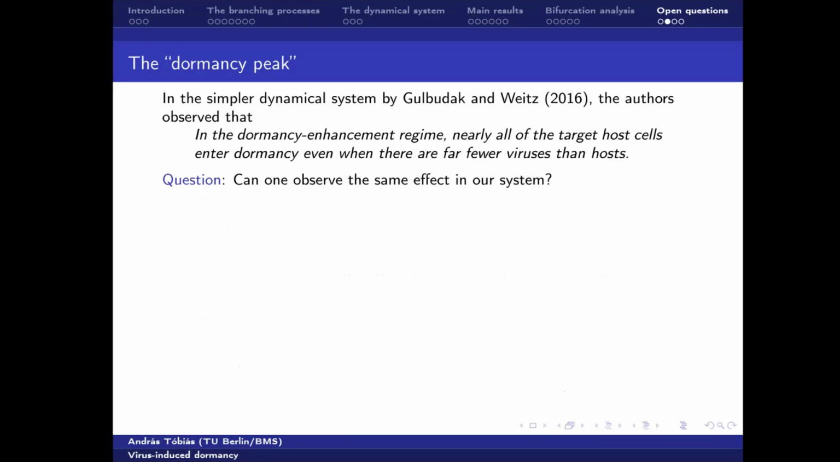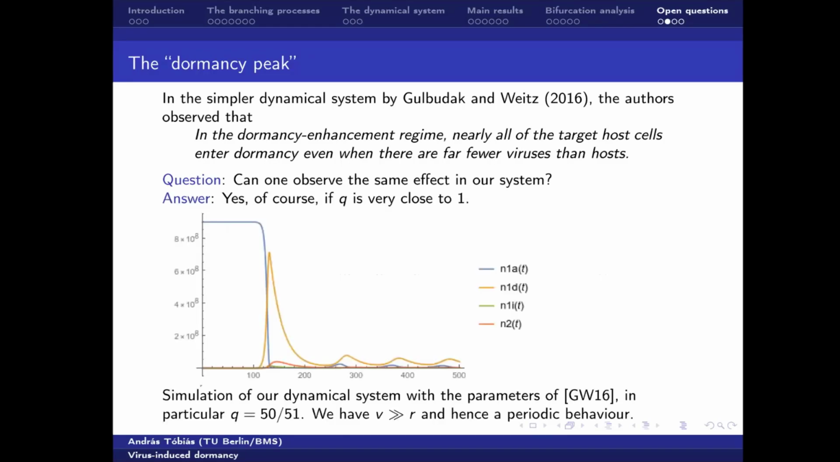One of them is that Jochen was very interested in at the beginning. Gulbudak and Weitz have this nice sentence: "In the dormancy enhancement regime, nearly all of the target cell hosts enter dormancy even when there are far fewer viruses than hosts." So what is this? In fact, we can also observe this in our model, which is more complex than the one of Gulbudak and Weitz. But in the end, it's not that impressive, because for that you have to make Q super close to 1. So this means that Q is very large, like here, as Gulbudak and Weitz chose 50 divided by 51. So out of 51 virus attacks, only 1 is successful and 50 are unsuccessful.